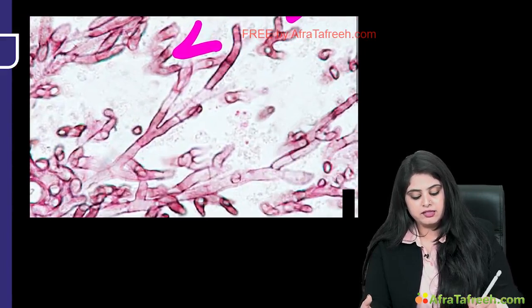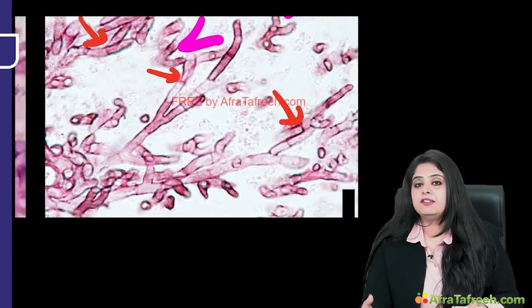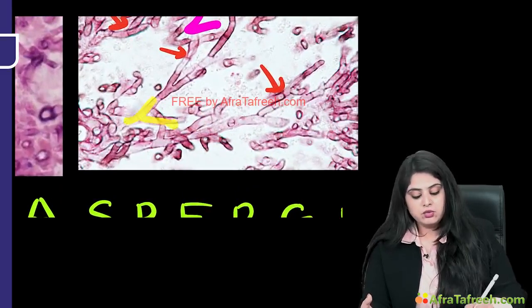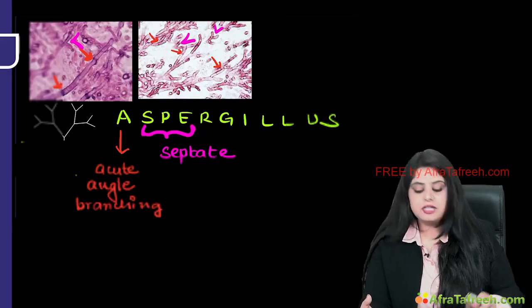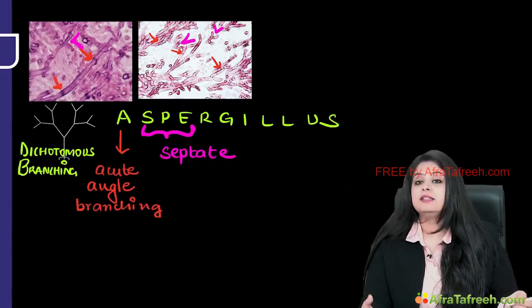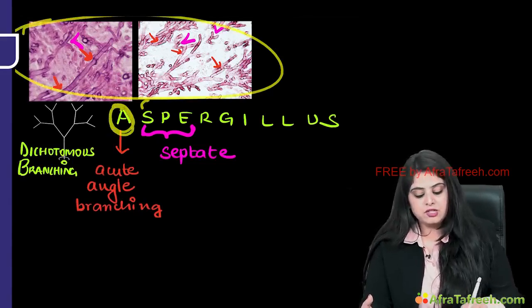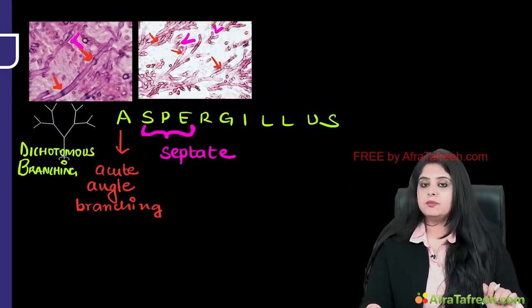Look at the next one. Yes, beautiful. There are lots and lots of lines or septa that are present. And not only that, can you see the branching here? One is going into two, then this is further going into two, this is further going into two, like a tree. So this is known as dichotomous branching. So please note, Aspergillus shows you acute angle branching, septate hyphae, and a tree-like dichotomous branching.